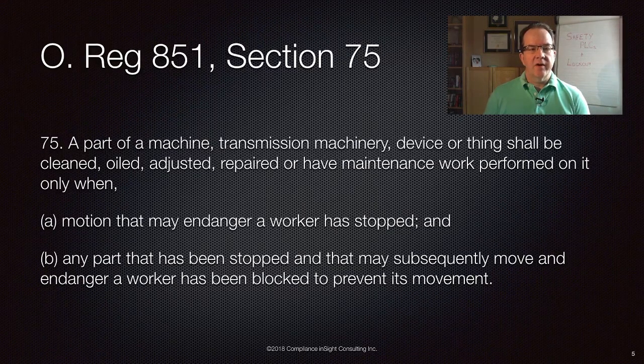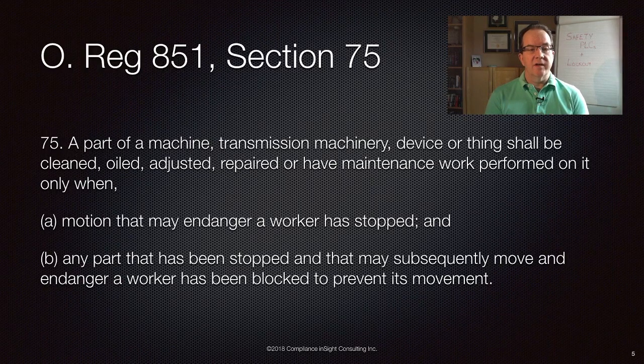The first piece, a part of a machine, transmission machinery, device, or thing. So basically anything you're using in a workplace where there are parts that might move and which might hurt someone, are covered by this part of the section. Keep in mind, we're talking about power-operated machinery. Devices and things here are not manually operated hand trucks or rolling ladders or anything like that. The inclusion of device or thing is really lawyer speak and is in there to make sure that no one can argue that their power-operated widget isn't included by the regulation. Basically, if you've got a piece of equipment that's being used in a workplace and it has a power source that's part of what makes it move, it's covered.